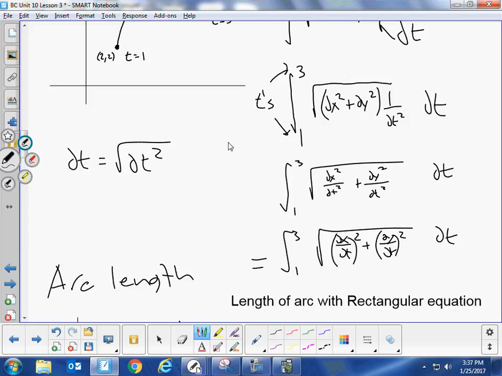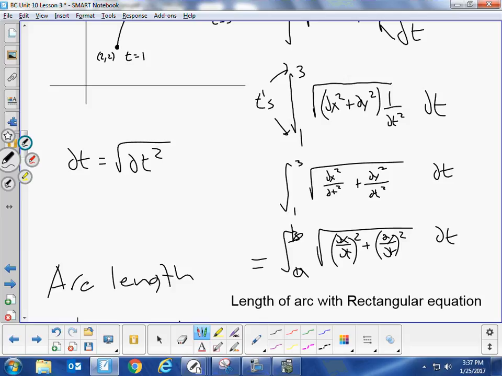So I said 1 to 3 just for this example, but a to b of the square root of (dx over dt) squared plus (dy over dt) squared times dt. This gives us the length of my curve. Incredible. And it just came from the Pythagorean Theorem, which is also how we calculated speed, right?